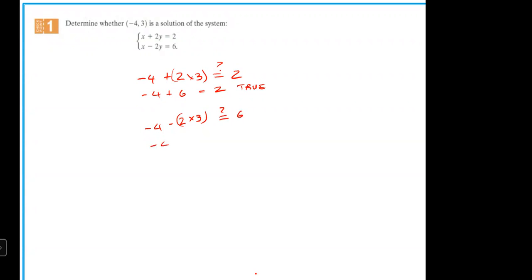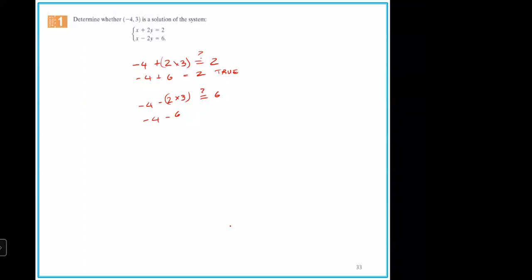That's -4 minus 6. That's not 6. So that means then that (-4, 3) is not a solution of the system. It only works for one of them, but it doesn't work for both. So that's not the solution.